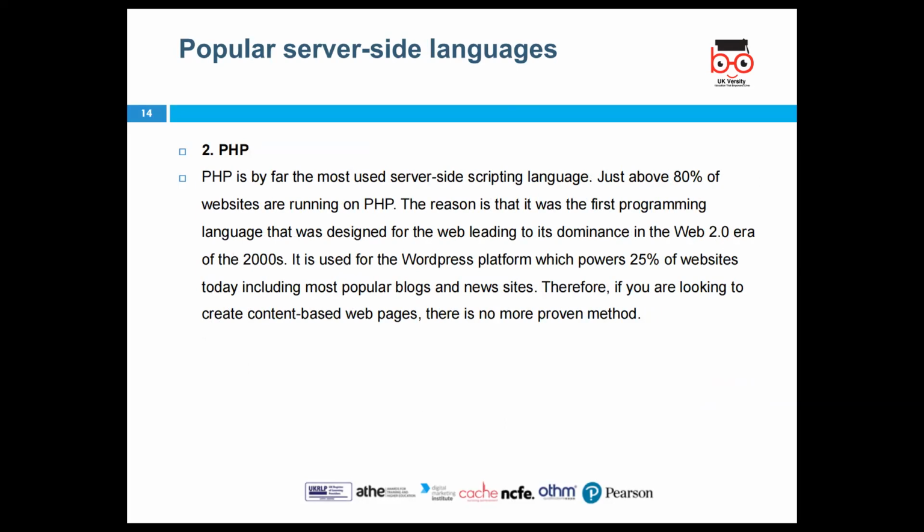Another important, famous, popular one is PHP, which I think is mainly just used for the backend as server side, and just above 80% of websites are running on PHP. So when it comes to backend, PHP, I'd say, is one of the most used server-side languages. So this is used for the WordPress platform, which powers 25% of websites in today's world.